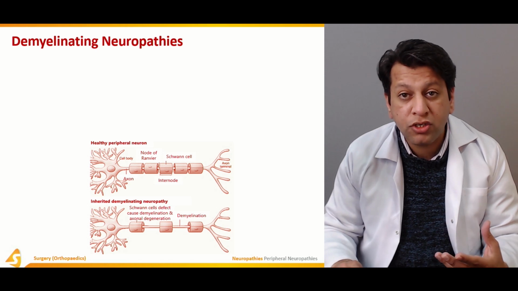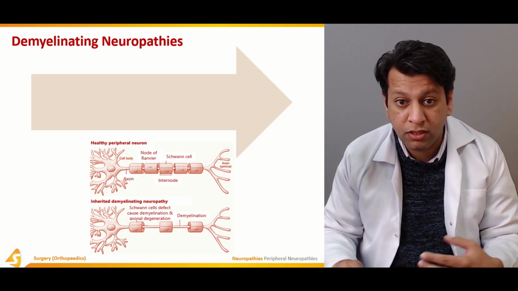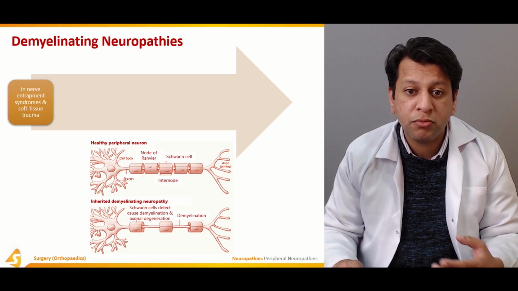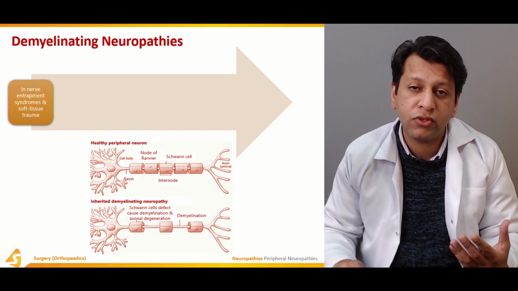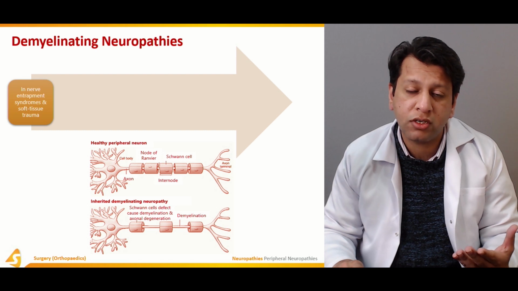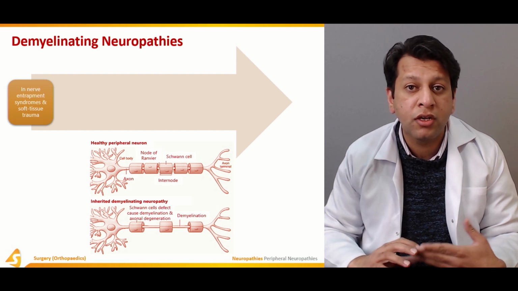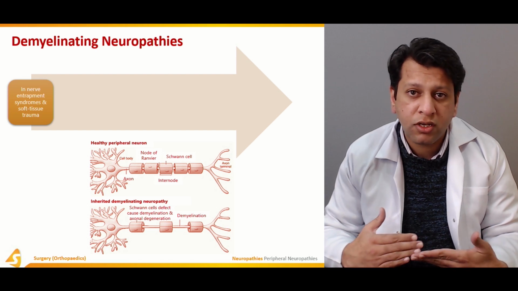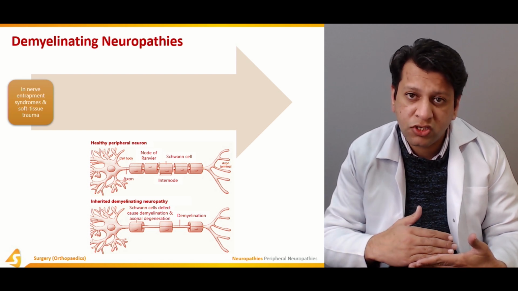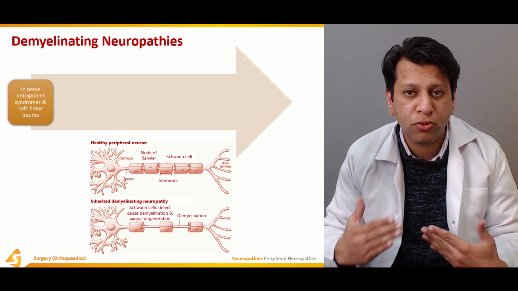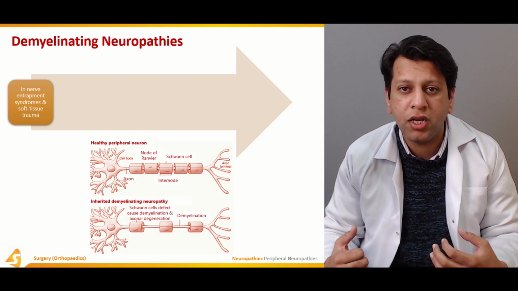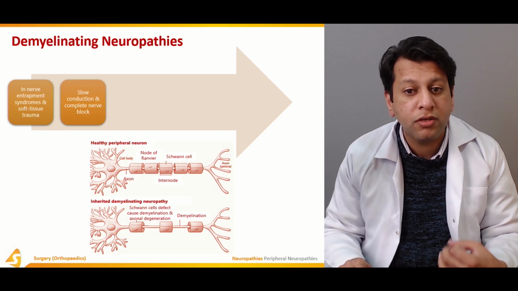So demyelination means the loss of myelin sheath. Initially, in nerve entrapment syndromes, especially in soft tissue trauma, if there was a massive soft tissue crush and shear forces which have resulted in a shearing kind of injury, the nerve is crushed and sheared across. So the post-injury status is associated with demyelination of the neurons.